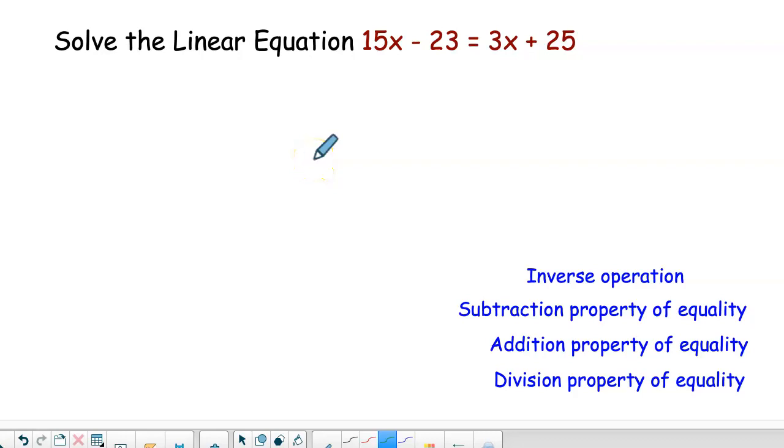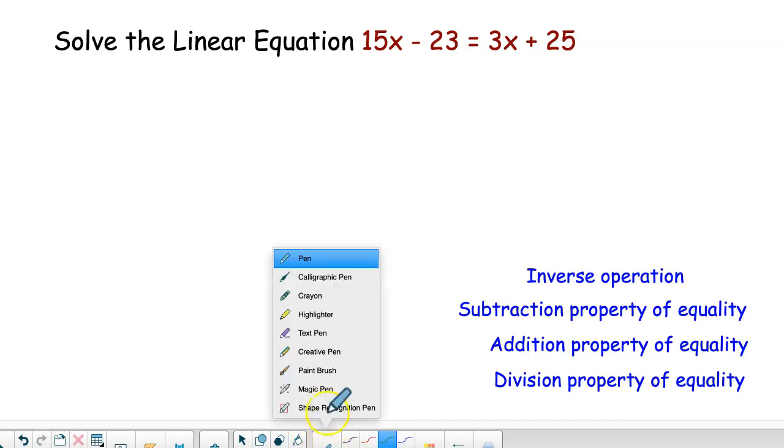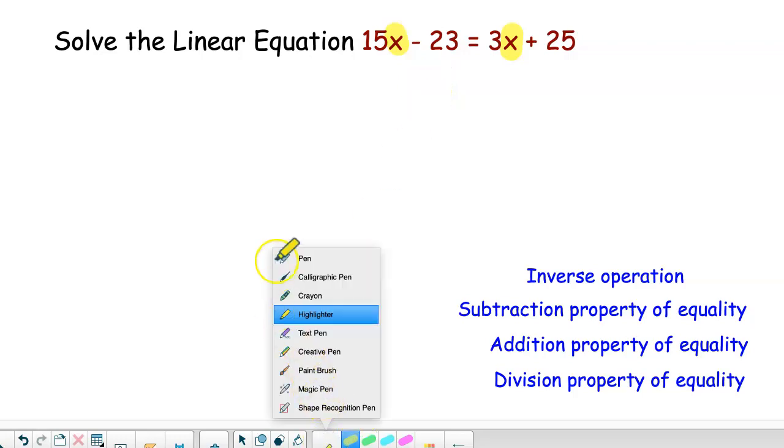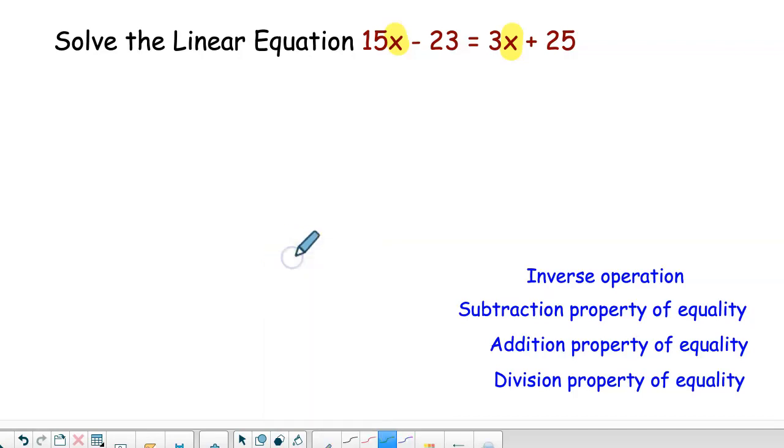Solve the linear equation 5x minus 23 is equal to 3x plus 25. So this is a typical linear equation because you are seeing a variable on both sides. It is on the left hand side and also on the right hand side. That's okay. You can simplify. You can combine those terms and take care of them. You can solve. The only thing is we have to isolate that x and simplify to get the value of x. So let me show you.